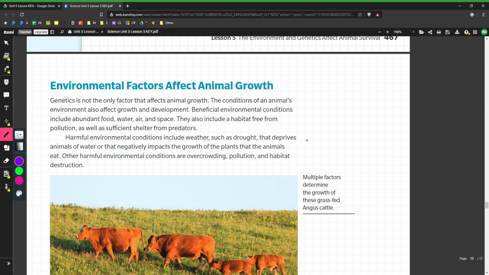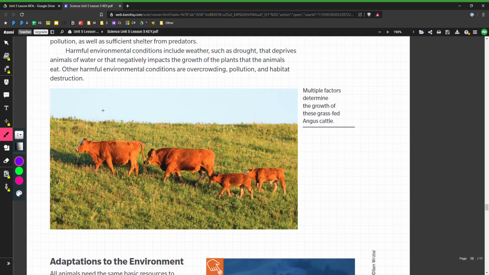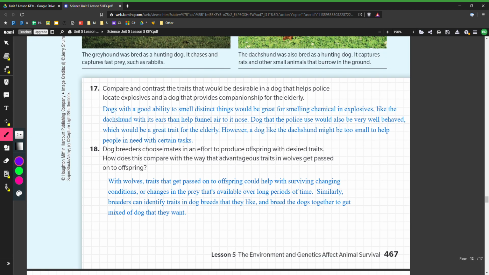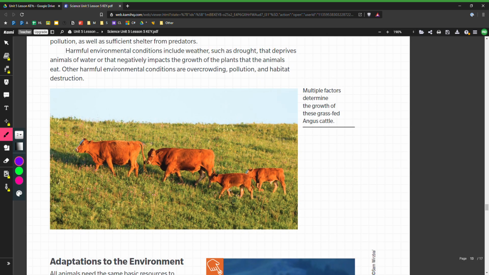Okay, so environmental factors that affect animal growth. Genetics are not the only thing that affects animals' growth. There are also environmental factors, and that's kind of where we go back to the goldfish, living in a tiny versus a big area.